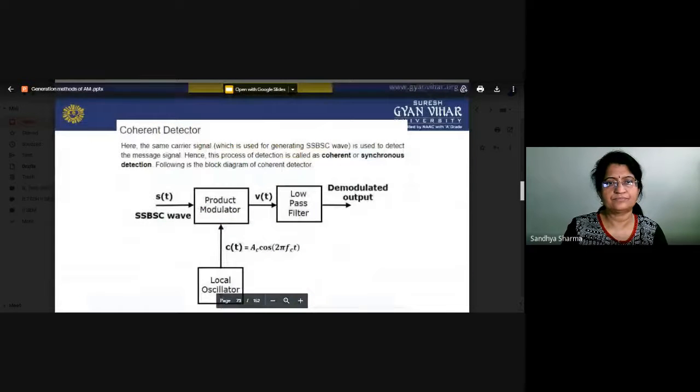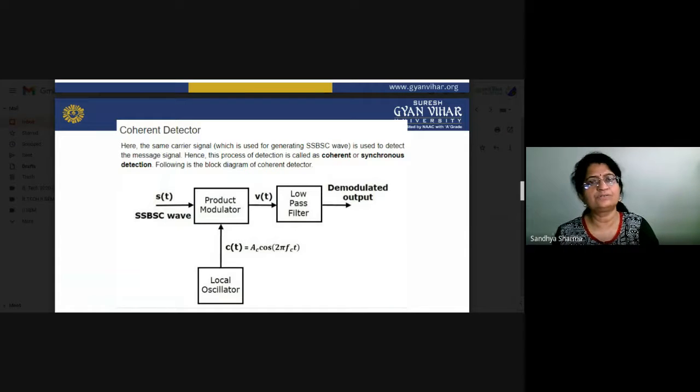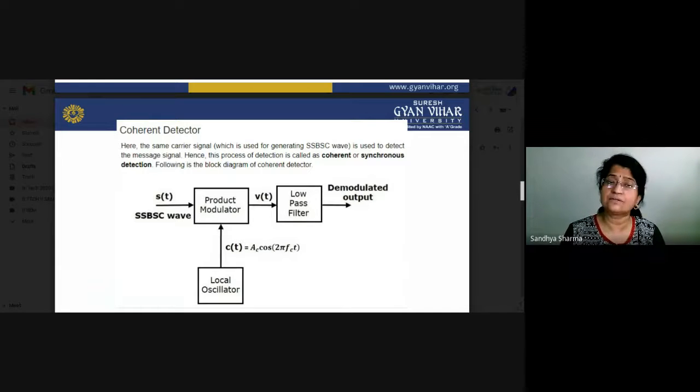signals. Now another one is the coherent detector. So that is the modulator part. Now we are switching to the demodulator part. So if we are talking about the demodulators of SSB, what is the role of the demodulator? Basically, by using the demodulator, we can extract our modulating signals and we can remove the other spectrum.